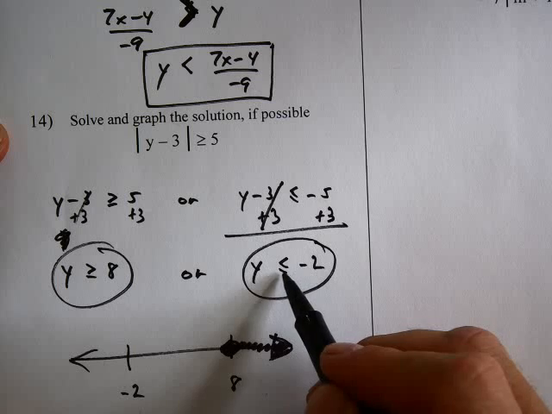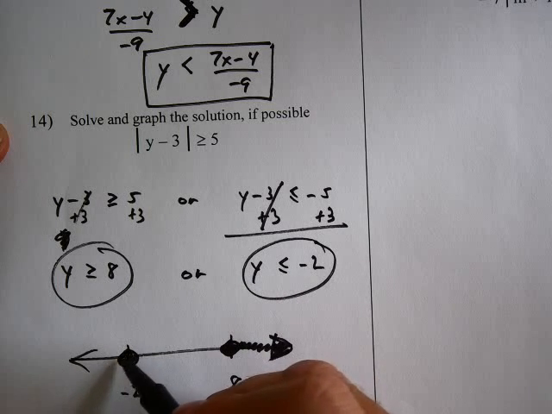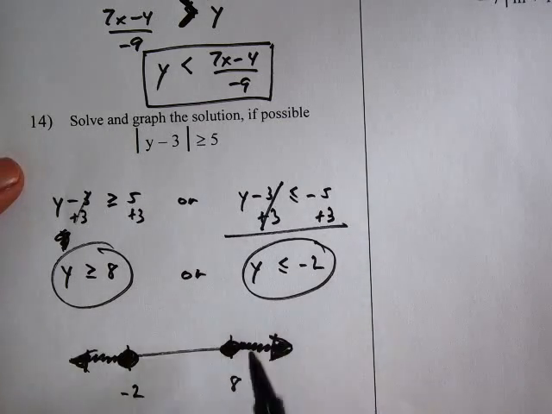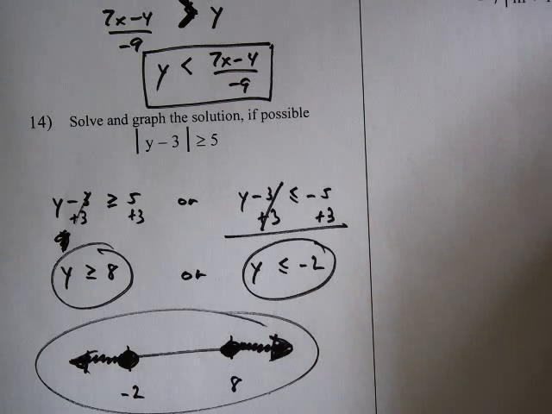And I'm less than or equal to negative 2, so that's solid. And go like that. And there's the answer. And I'm going to stop this and pick it up in a second.